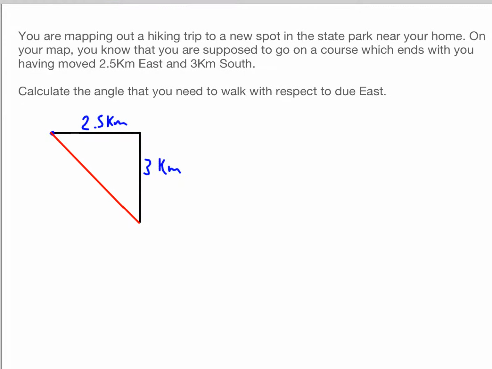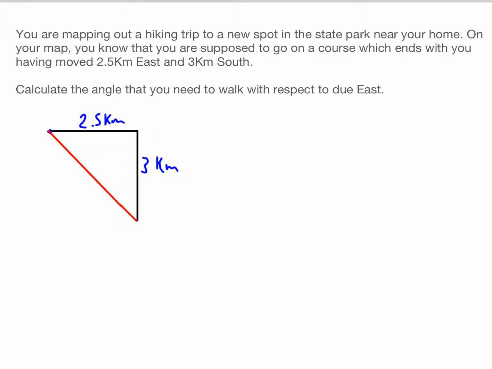In other words, everything's askew. In other words, we're trying to find this angle here. This is the angle with respect to east, which is a horizontal line. What angle do we need to walk at so that we end up at this spot here? So we've constructed a right angle triangle. Okay, we've recognized that it's a right angle triangle.